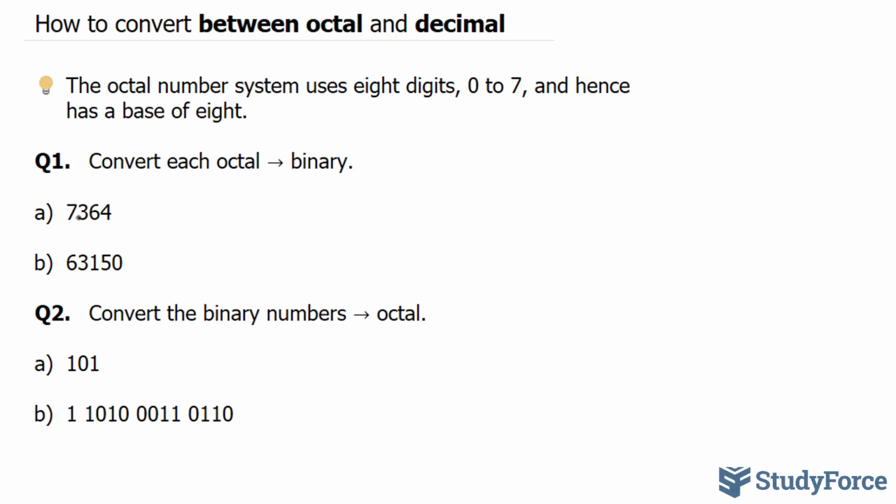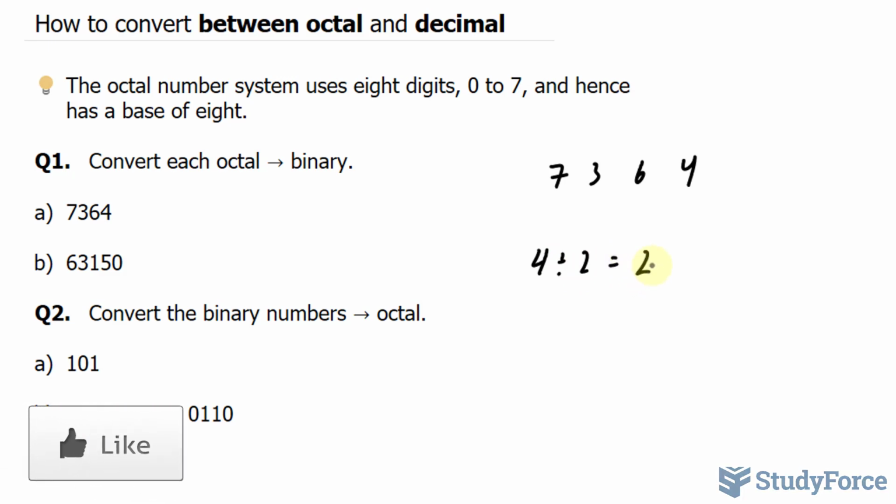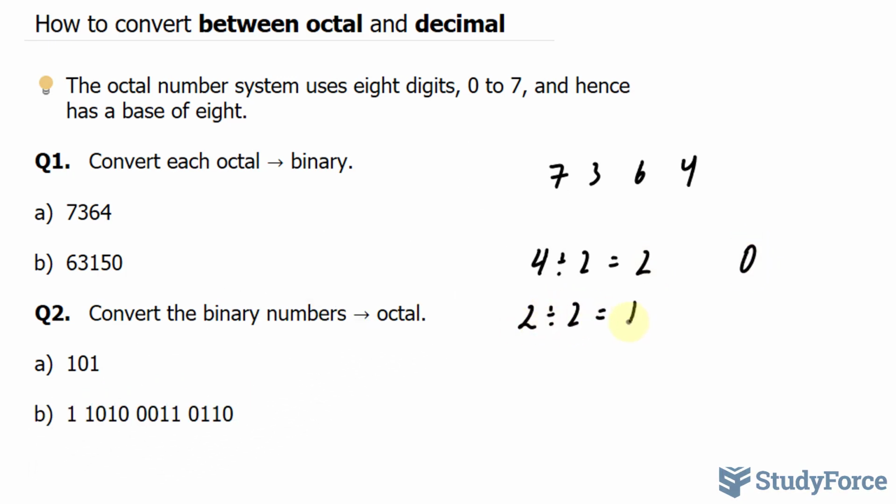Let's start with 7,364. To do this, we will start with either the 7 or the 4, it doesn't matter. Let's start with the 4. We'll take 4 and divide it by 2. So 4 divided by 2 gives us 2. Since there's no remainder here, since there's no decimal, we'll write down 0. Now we'll take 2 divided by 2, that gives us 1. Still no remainder, it's a 0. And you stop once you reach an output that's less than 1.